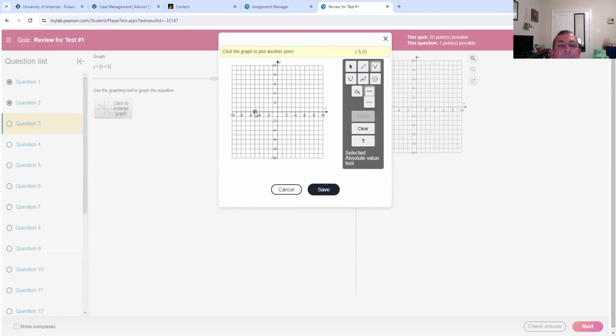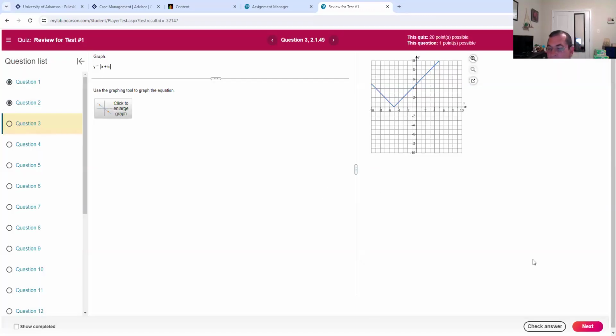Click that. And then it says plot another point. So I had (-4, 1). So I'm going to click that. So y'all look at that. It made the V-shaped graph touching the x-axis at -5. So we save that and click next.